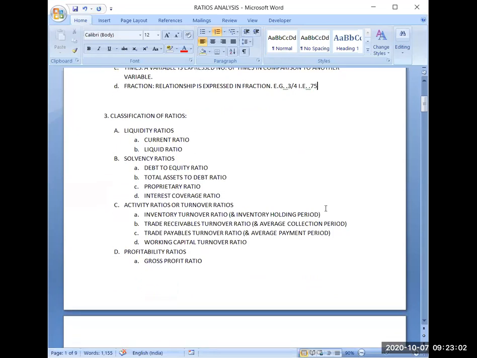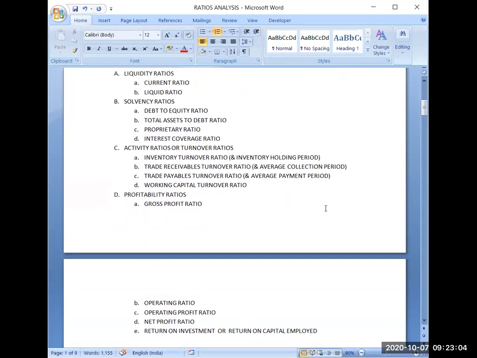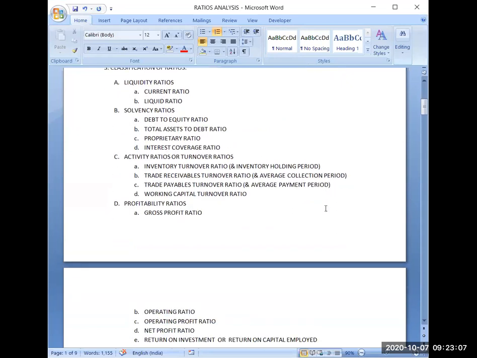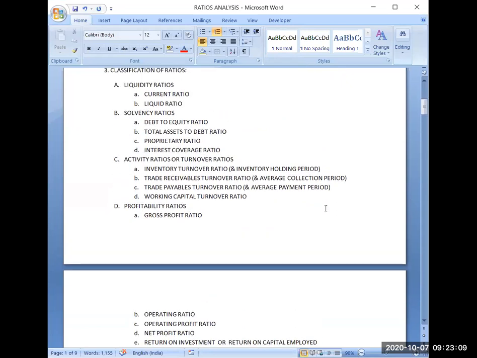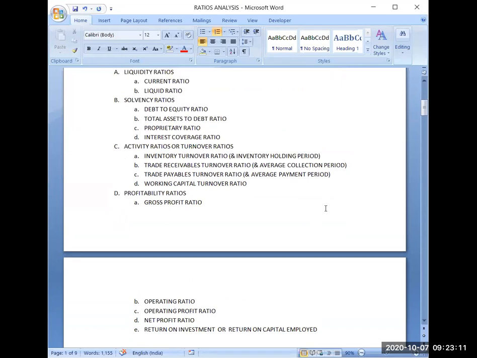Now, what are the different types of ratios? However, there are a lot of ratios, but which ratios are in your syllabus that I have mentioned here? So, firstly, your syllabus is having 4 types of ratios, A, B, C, D, you can see. One is liquidity ratios, then solvency ratios, third is activity ratios or turnover ratios, and last one is profitability ratios. So these 4 types of ratios are there in your syllabus.